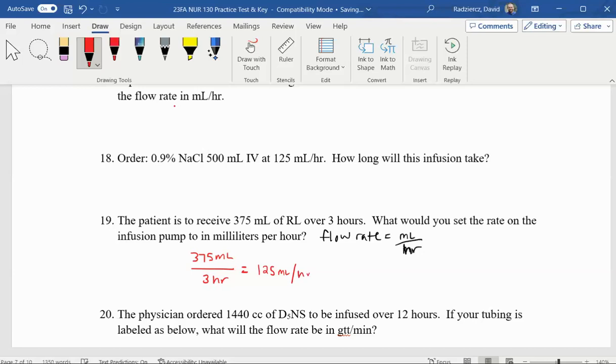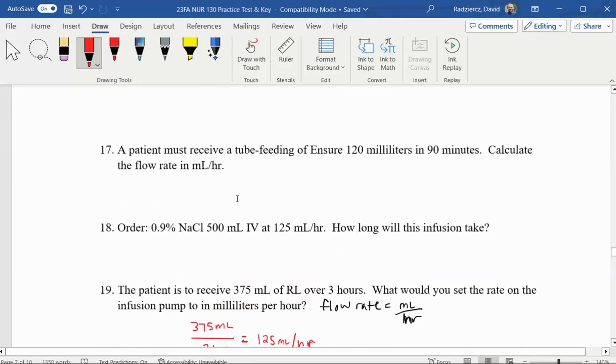So what do you program into the infusion pump? 125 milliliters per hour. You're just reducing volume over time. That's all that is. Okay. All right. Let's look at another one.